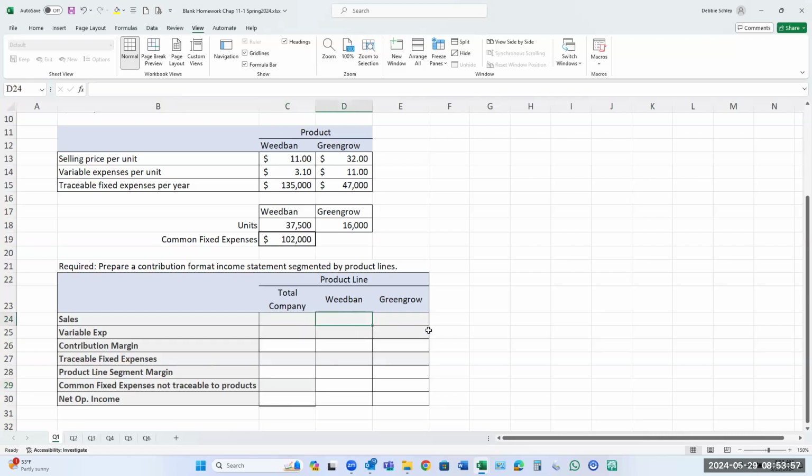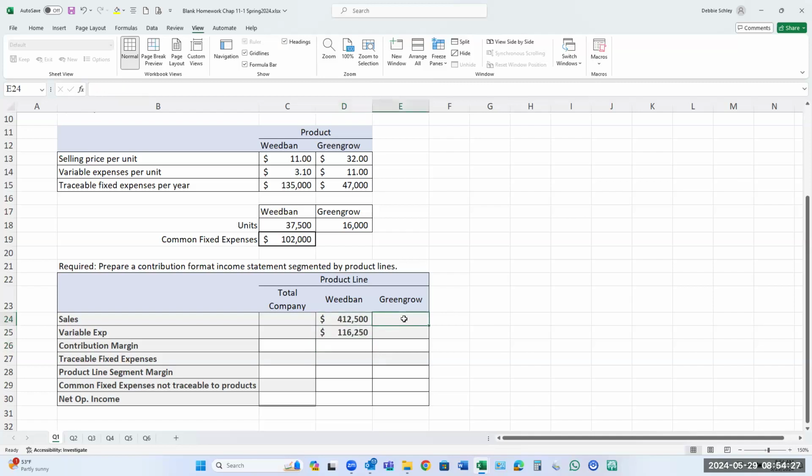Okay, so to get Weed Ban sales, it's going to be the selling price per unit for Weed Ban times the number of units for Weed Ban. I'm going to go ahead and anchor that cell so that I can drag it down to the variable. So just so you can see, by anchoring this cell, it didn't move when I drag it down, but it did move the blue box down to being the variable expenses times the units.